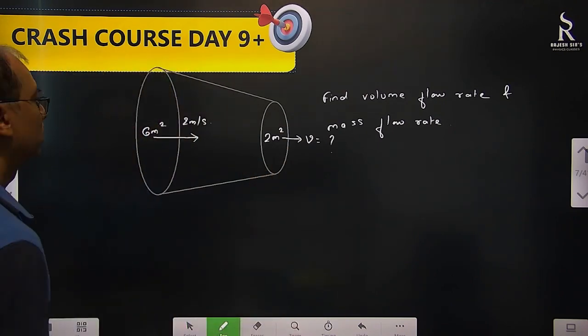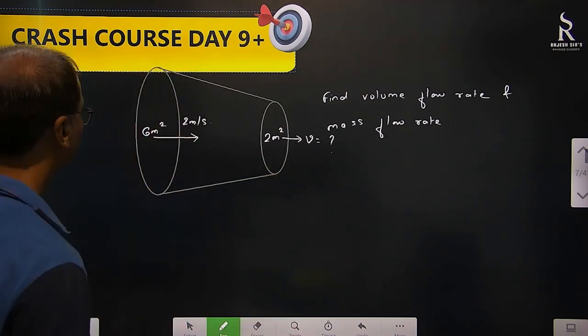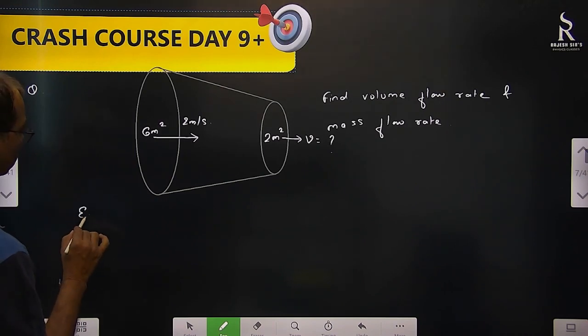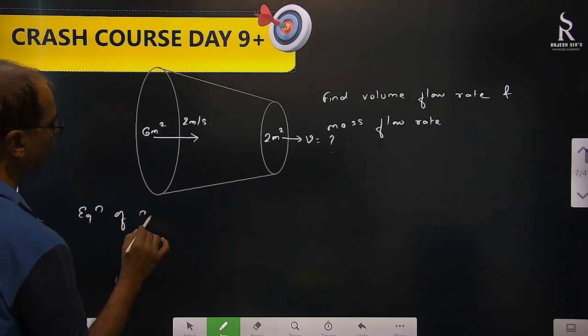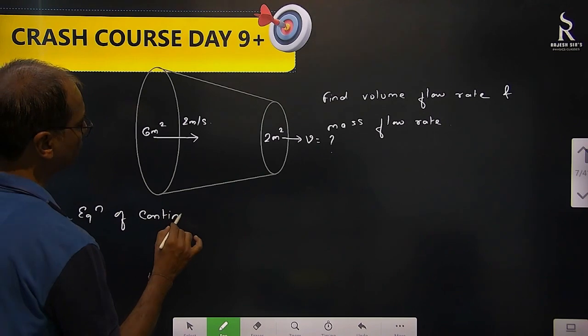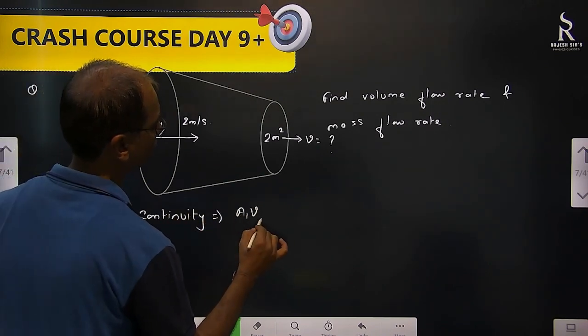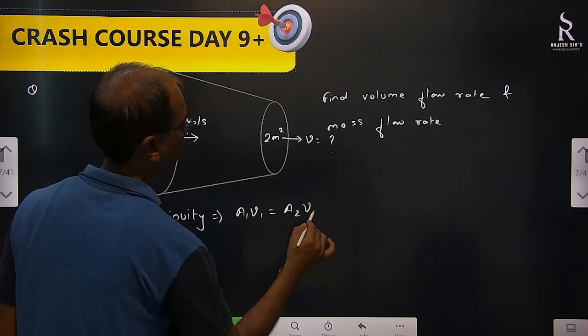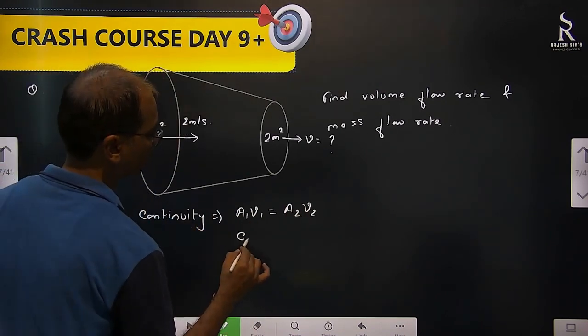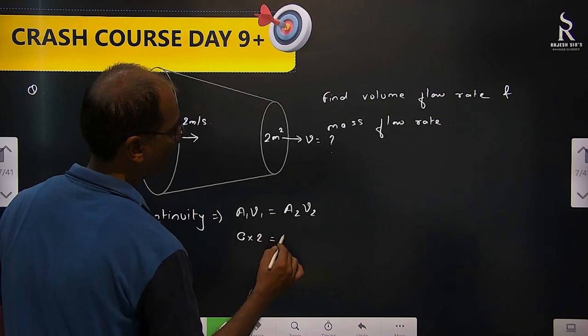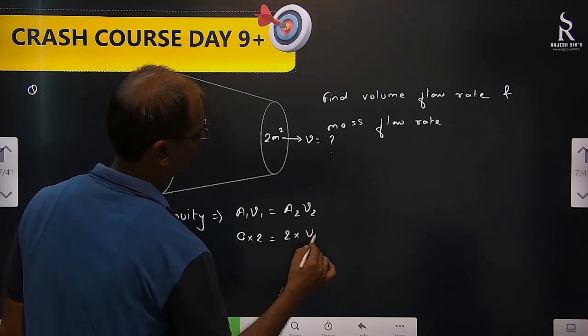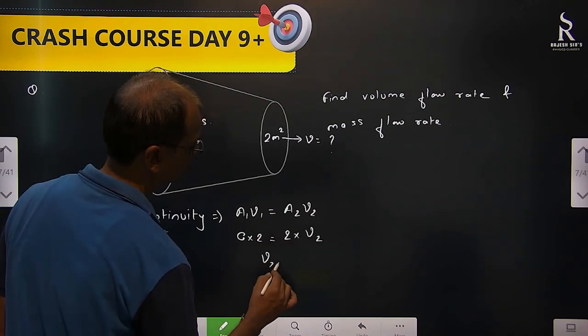Okay, so first if we want to find velocity over here, we are applying the equation of continuity. The equation of continuity says A1 V1 equals A2 V2. A1 is 6, V1 is 2, and here the area is 2, so velocity is coming 6.